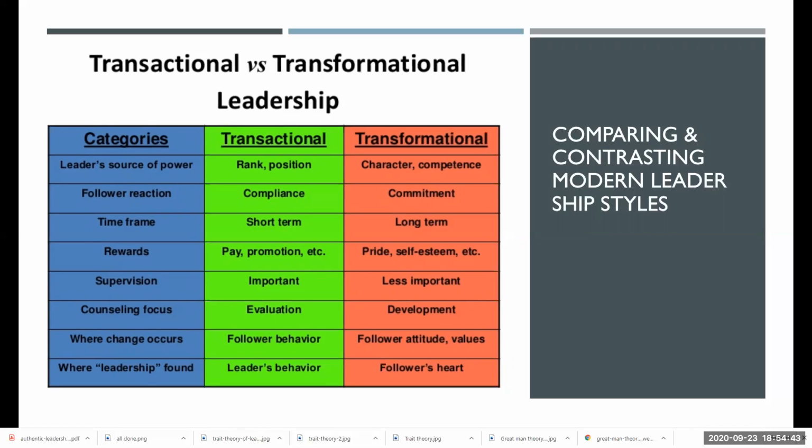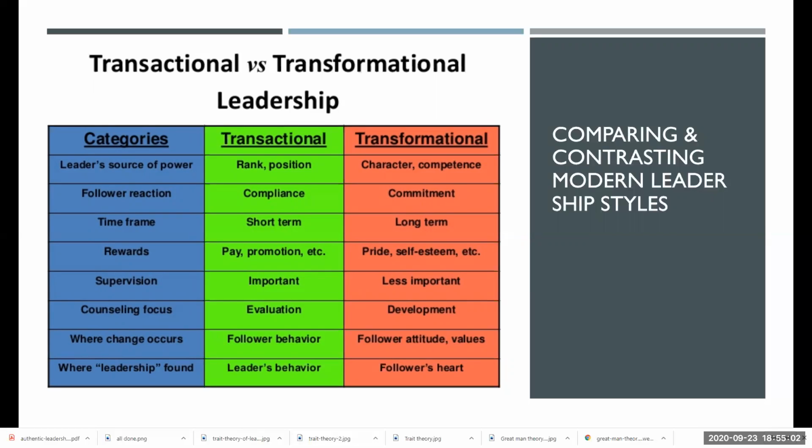Whereas a transformational leader says that direct supervision is less important because the people are motivated themselves to accomplish the vision. So their job is more so empowering that person to be the best leader he or she can be so that they can charge toward that vision together.